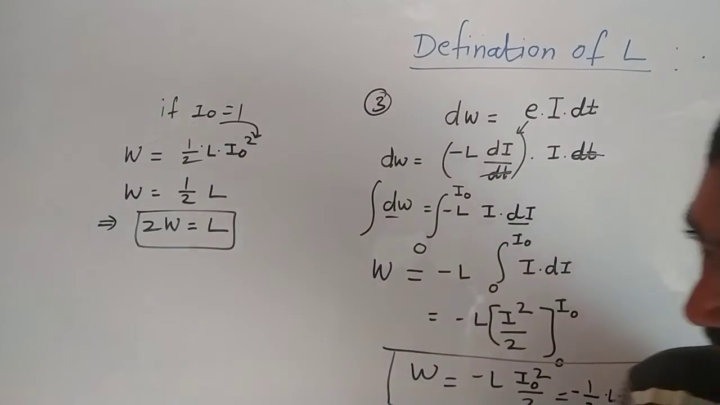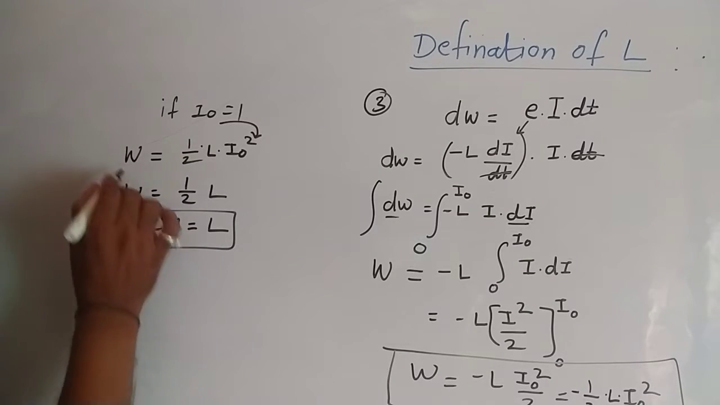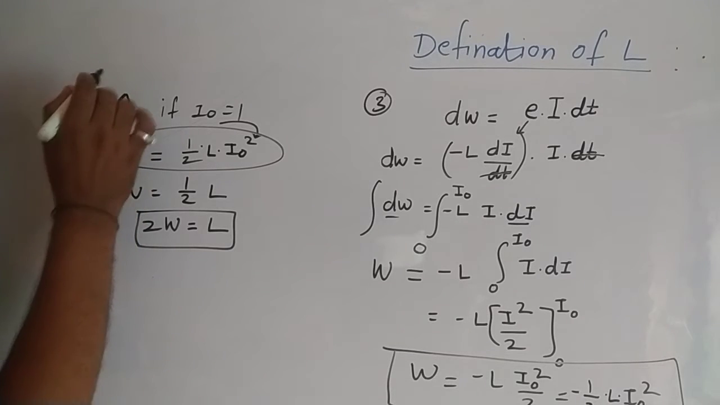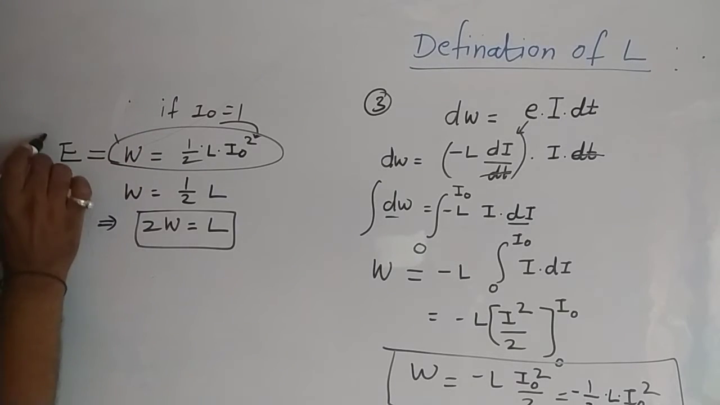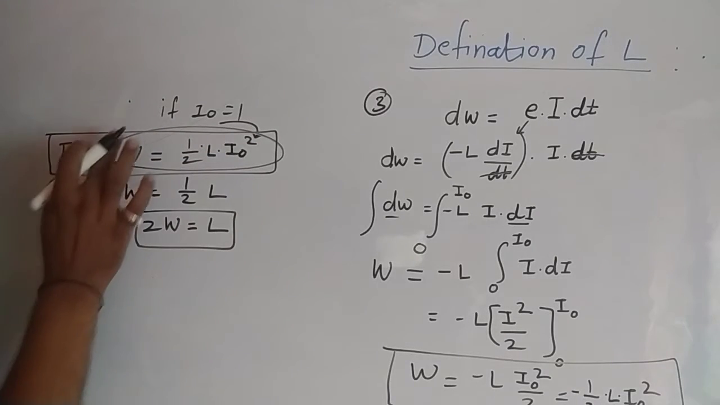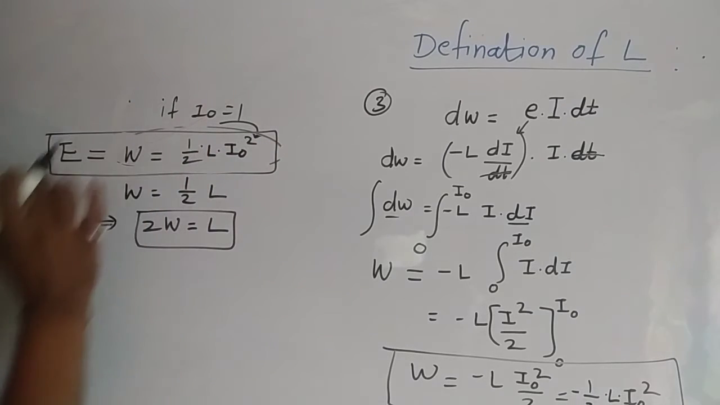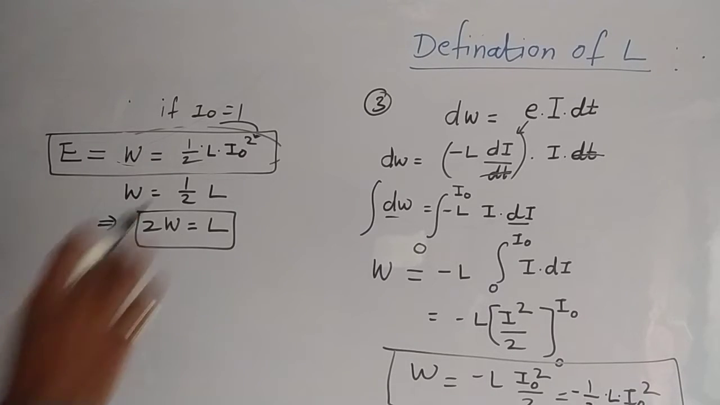Now if you compare the equations, I will write the two equations again. W equal to 1 by 2 L I0 square is nothing but the work done, and this work done itself is stored in the form of energy. So we can write this equation as E equal to work done equal to 1 by 2 L I0 square.